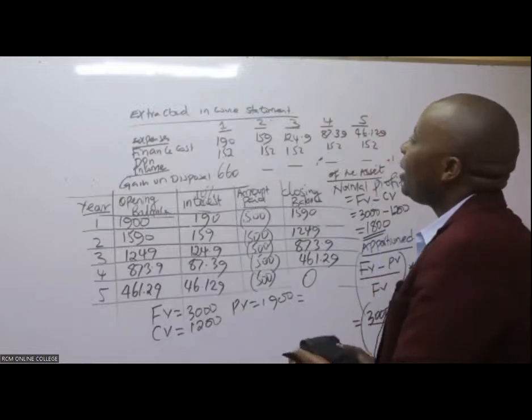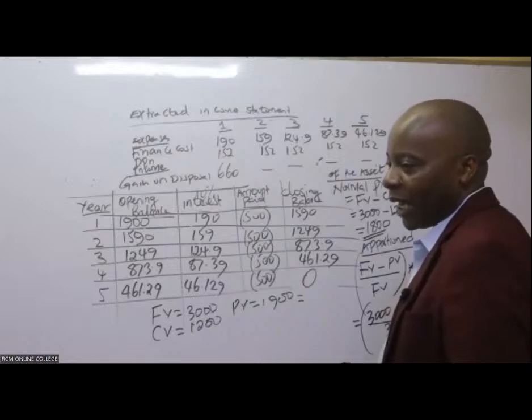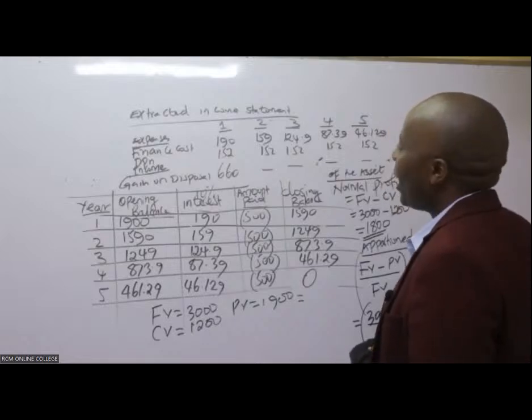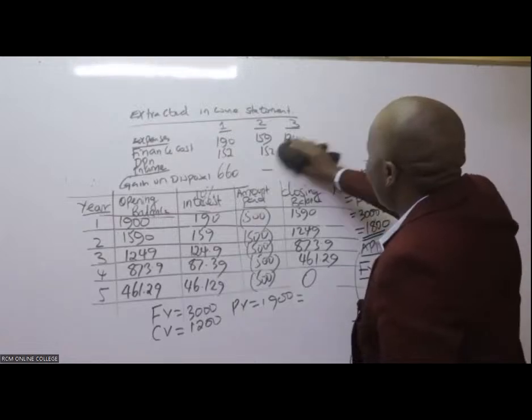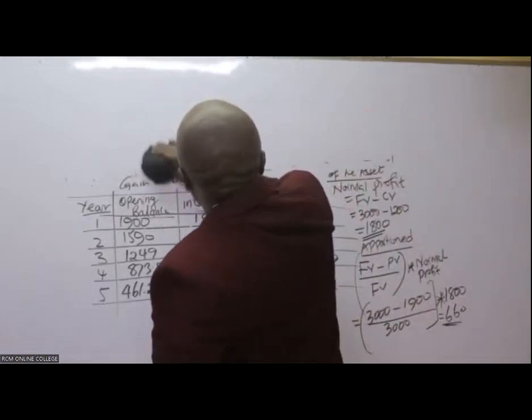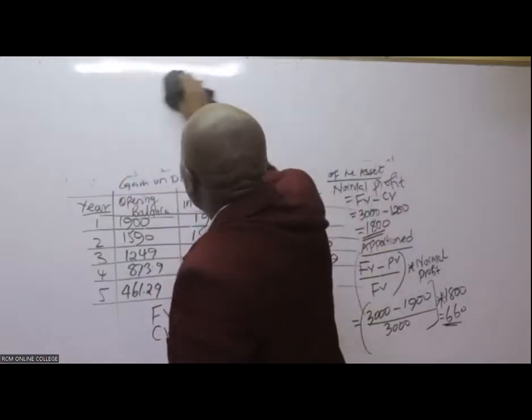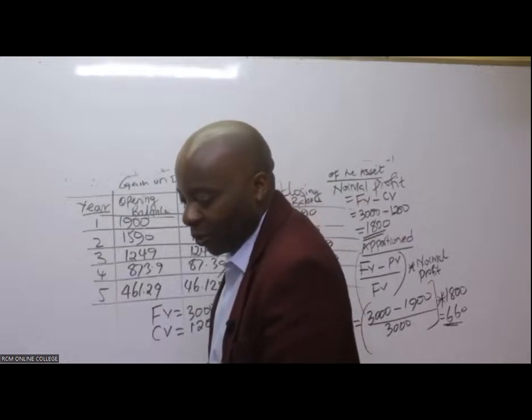So let's look at this from the eyes of the landlord, or the lessor. The lessor, remember, does not own this asset. Remember now, he has given out the asset, so he cannot depreciate it.